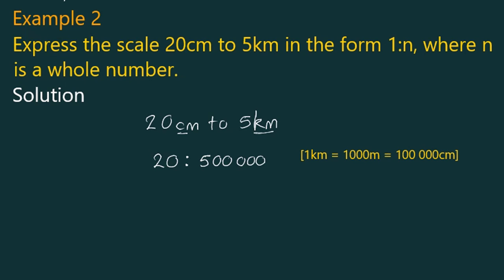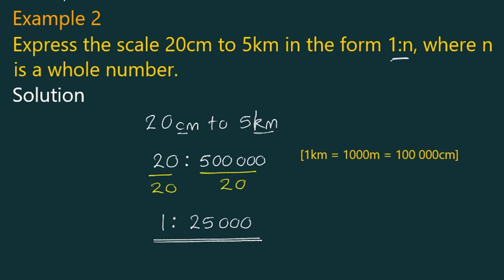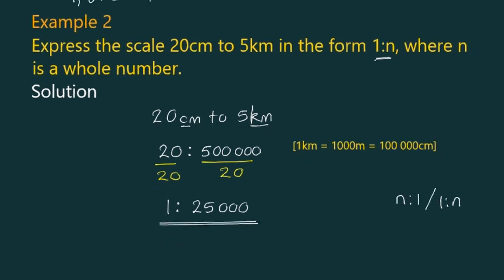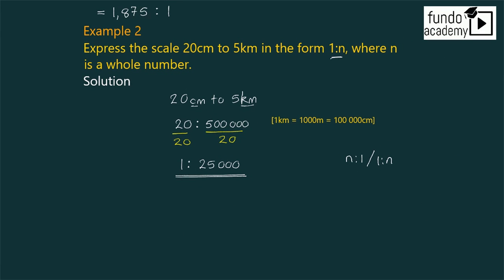so that we can have our ratio 20:500,000. In the form 1:n, you can see here that we have to make 20 to be a 1, so we do that by dividing by 20 for both. 20 into 20 will give us 1, and 20 into 500,000 will give us 25,000. So this is our ratio now in the form 1:n. It's a very simple thing: we're expressing our ratios in the form n:1 or 1:n. This helps us to compare different ratios.